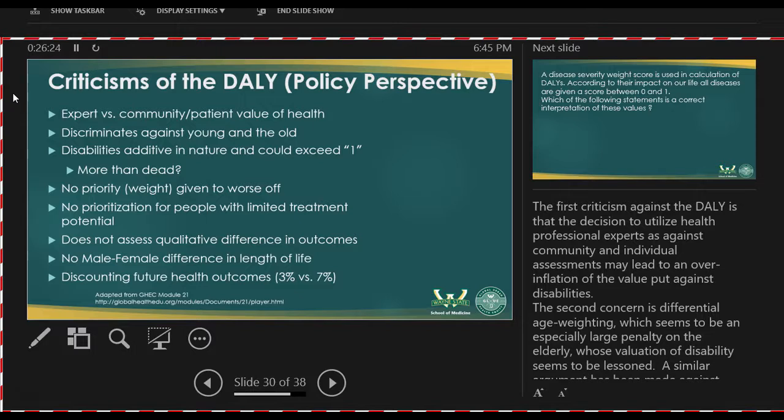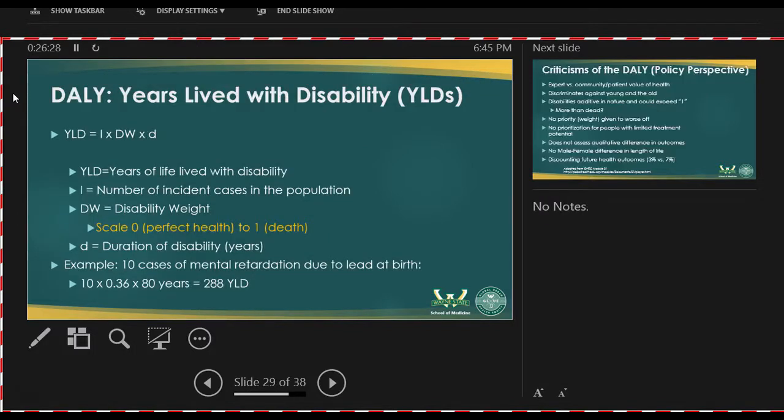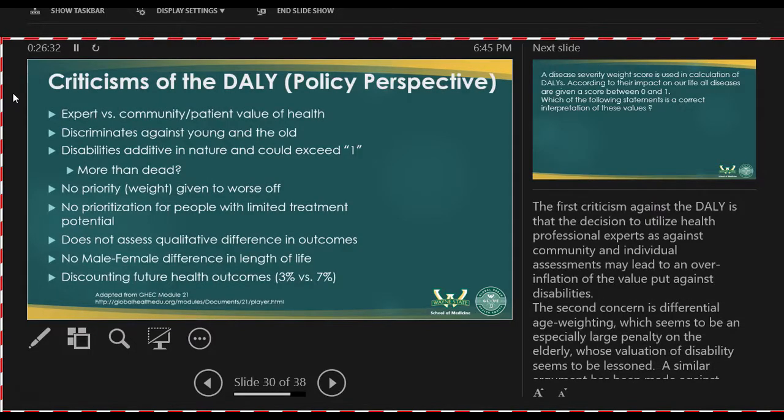And disability is additive in nature and could exceed 1. When you go back to that slide, you can see the scale is 0 to 1 for disability weight. But when you add different disabilities, suppose you're talking about 5 disabilities and you want to add the daily for 5 disabilities, then you might land up with greater than 1, because you're collecting fractions and adding them together. So it might be more than 1, so more than dead.